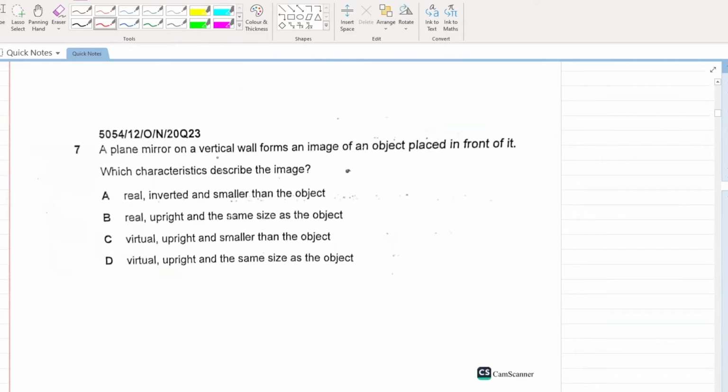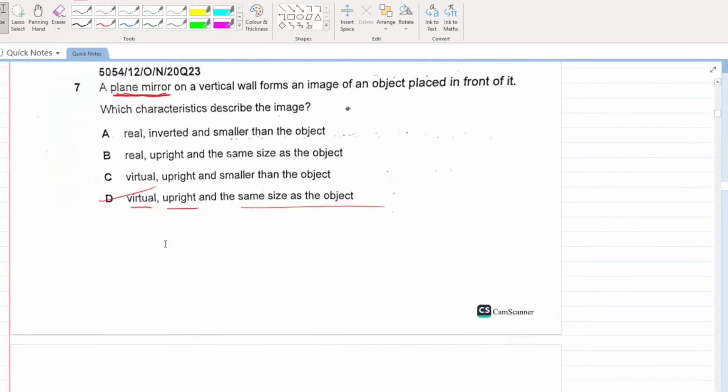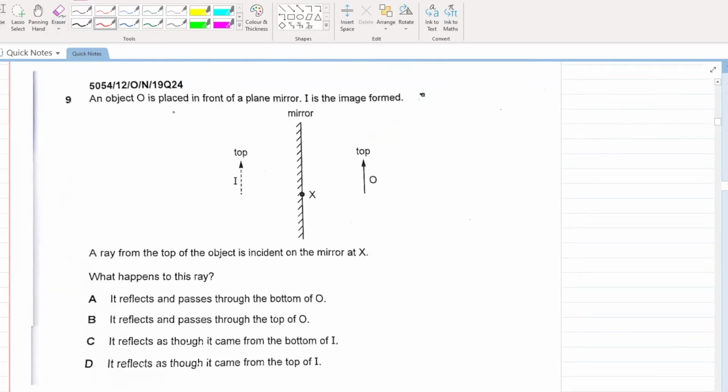A plane mirror on a vertical wall forms an image of an object placed in front of it. Which characteristics describe the image? Basically, a plane mirror is forming an image. And at the start of the lecture, I told you the three characteristics of an image formed by a plane mirror: virtual, upright, and same size as the object. D is your answer. Let's further move ahead. An object O is placed in front of a plane mirror.